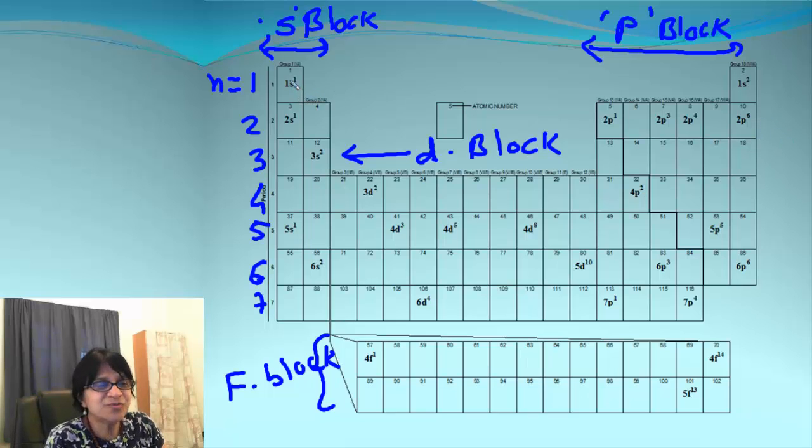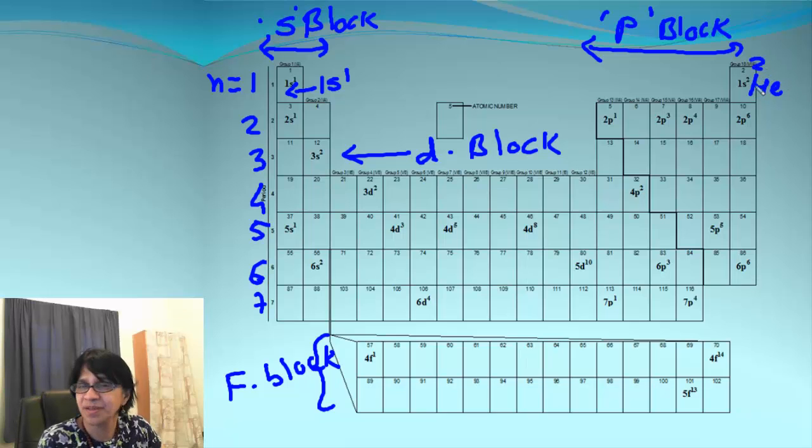So let's begin. The first one which we have here says 1s1. What this stands for is 1 is the principal quantum number, S is the sublevel, and that has 1 electron. The element which we get here is hydrogen. So in fact 1s1 is the electron configuration for hydrogen. The element which comes here is helium, and helium has 2 as the atomic number.